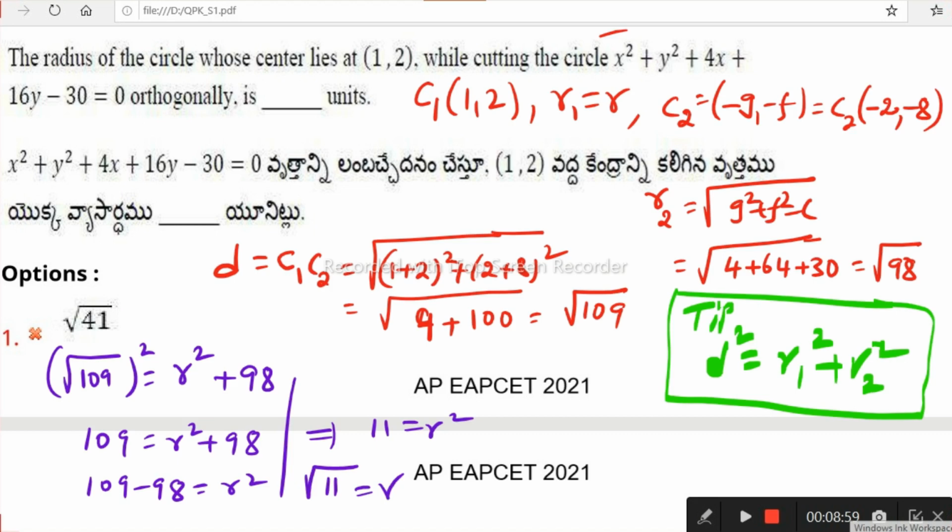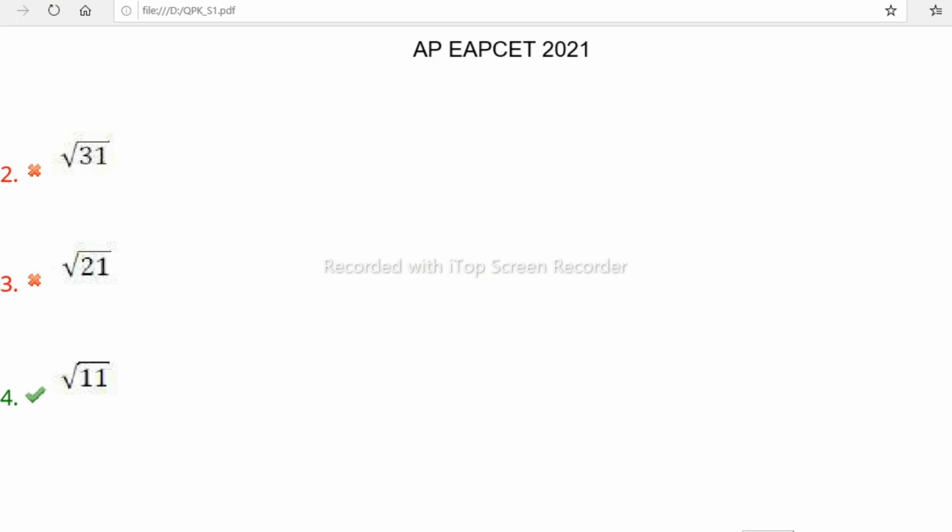So the first option is not correct. Root 41 is there, root 11 is there. In which option? We'll check the options now. Yes, root 11 is clearly given in the fourth option. So it's so simple, a very easy way I did this question, right? Now look forward to the next question.